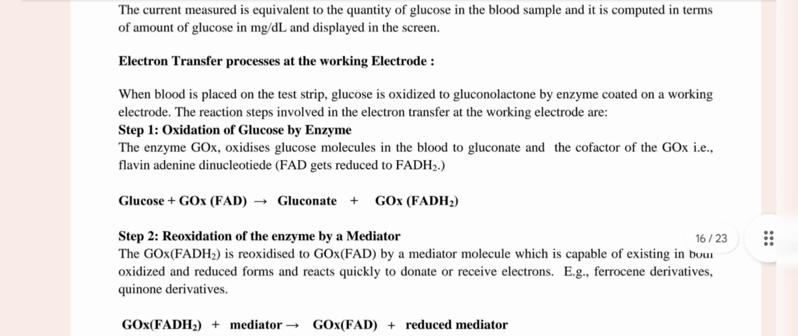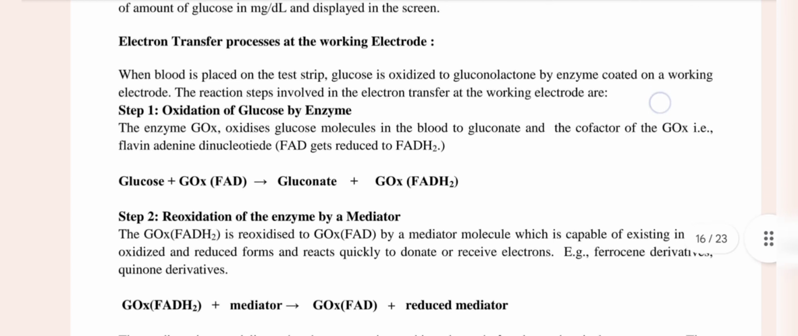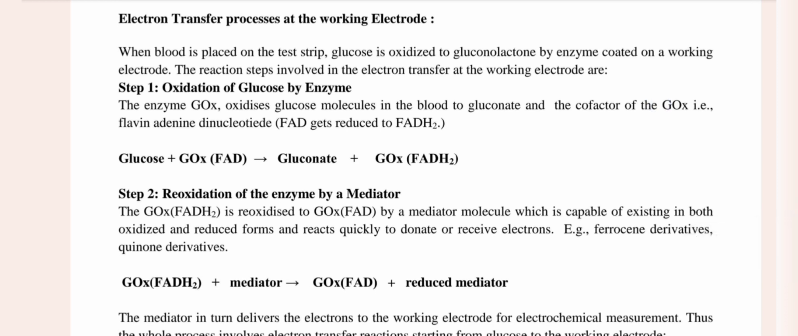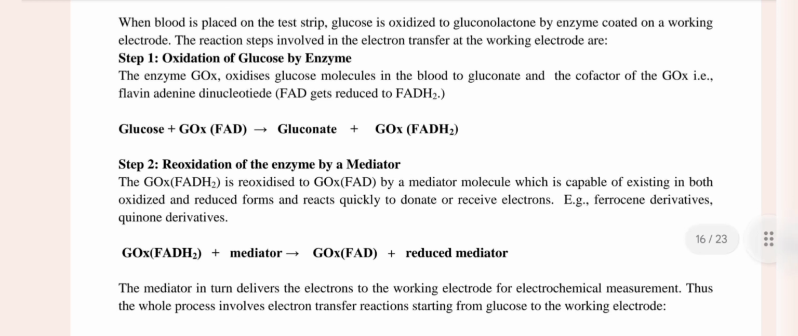Then in the second step, reoxidation of the enzyme by a mediator. Now the enzyme has taken the form GOX-FADH2. This GOX-FADH2 is reoxidized to GOX-FAD. So the enzyme gets reversed, right? We all know an enzyme is a biological catalyst. What is the function of a catalyst? It remains in the solution and does not undergo any conversion, so it gets reversed. So GOX-FADH2 plus mediator. Here the mediator does the function.